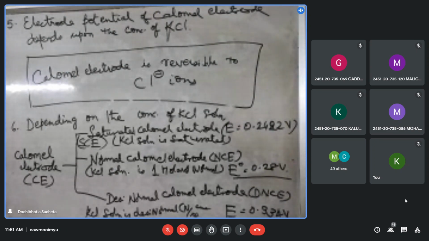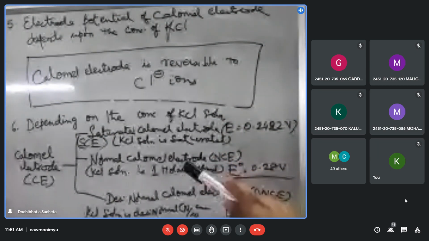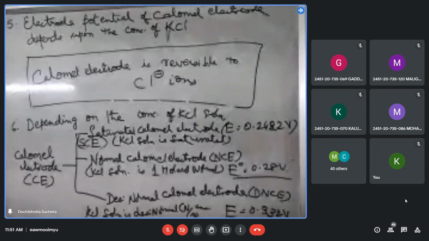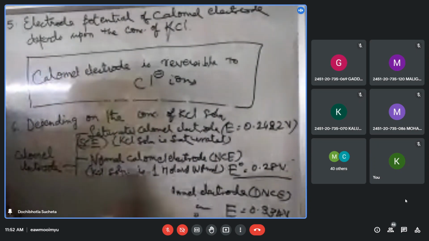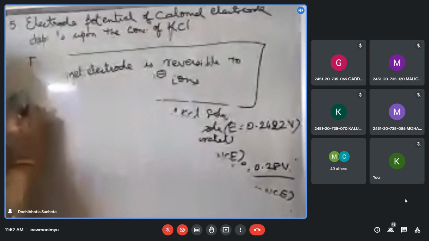Okay, it becomes standard when the normality is 1N. Here, the calomel electrode which is saturated is not a standard calomel electrode, it is just a saturated calomel electrode. Hope you understand. It's not under standard conditions, but still it is used as a reference electrode because its EMF is remaining constant at 0.2422 volts wherever it is being used. Its EMF should remain constant and it can act as both anode and cathode.